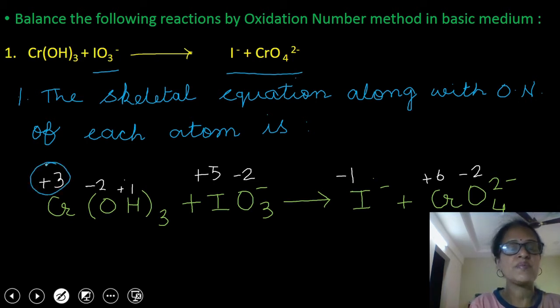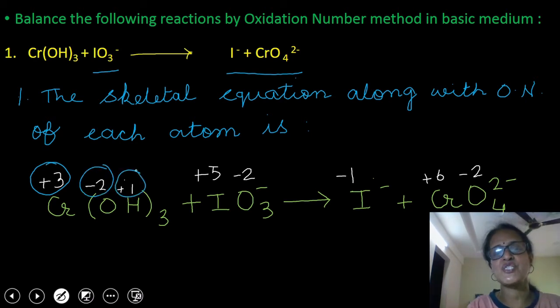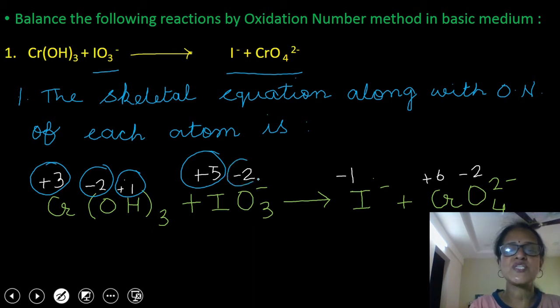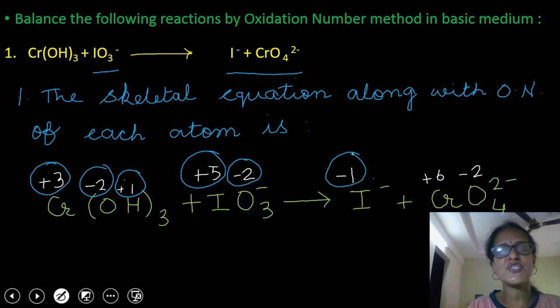So oxidation number of chromium is +3. Oxidation number of oxygen is -2. Oxidation number of hydrogen is +1. And in iodate ion, the oxidation number of iodine is +5. Oxidation number of oxygen is -2. Now I am coming to products. In products, we have iodide ion. Oxidation number of iodine in iodide ion is -1. Then we have chromate ion. Oxidation number of chromium in chromate ion is +6. Oxygen is -2.